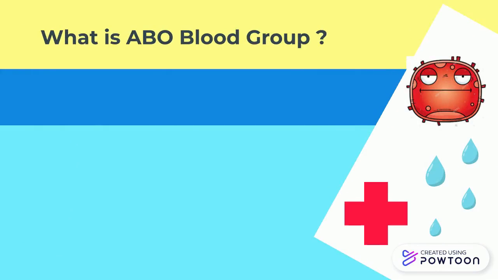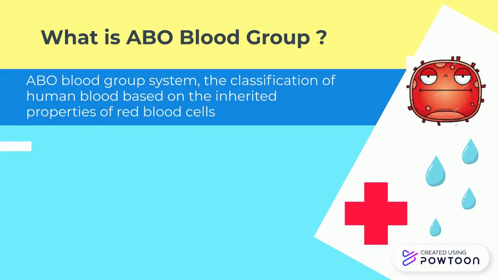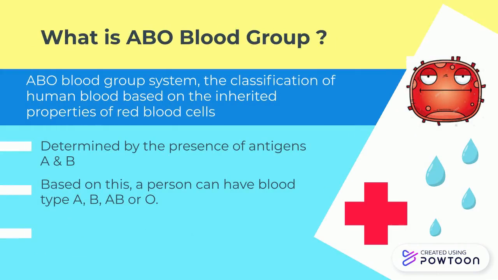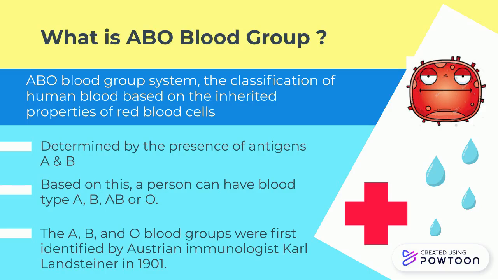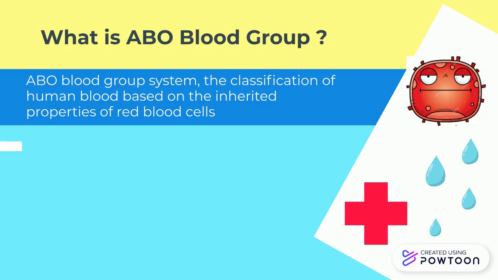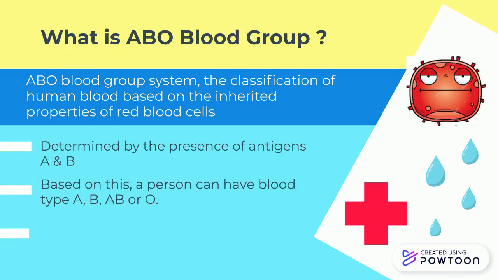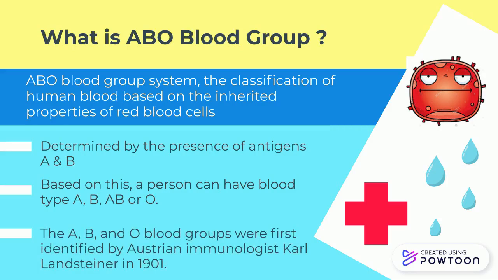So quickly, what is the ABO blood group? The ABO blood group system is the classification of human blood based on the inherited properties of the red blood cells. The inherited properties being the presence of antigens A and B on the red blood cell surface. So based on the information that we have on the presence of antigens A and B on the red blood cell, we'll be able to type a person's blood based on that and call it A, B, AB or O. These blood groups were first identified by an Austrian immunologist called Karl Landsteiner in 1901.